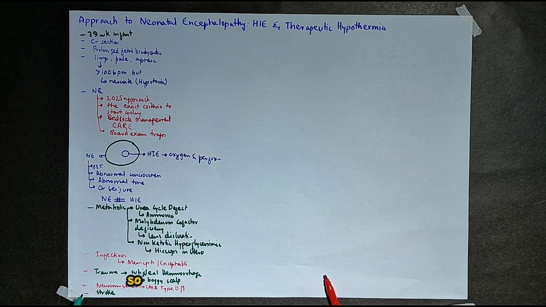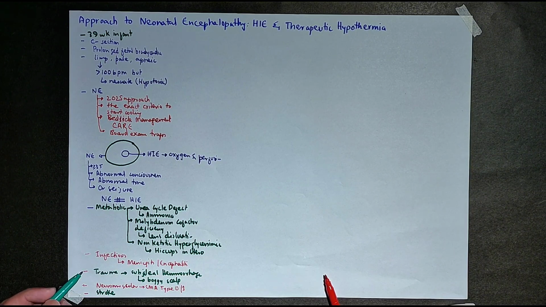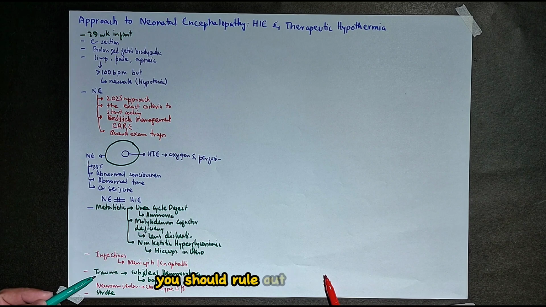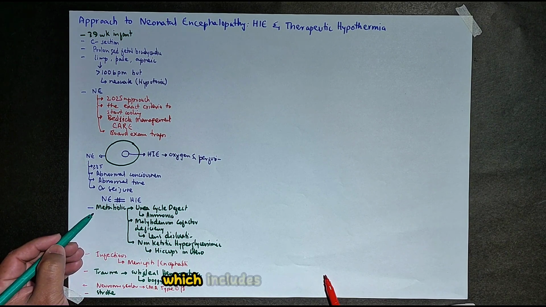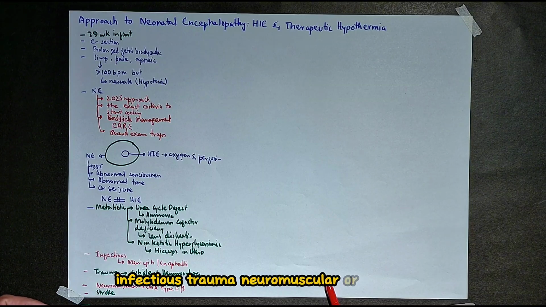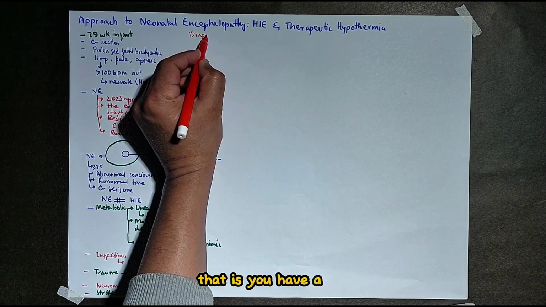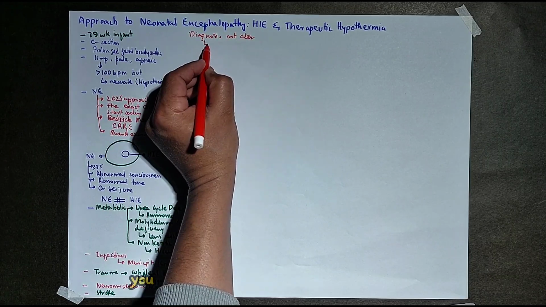So, before labeling any child as having HIE, you should rule out the mimics, which include metabolic, infectious, trauma, neuromuscular, or stroke. But if the diagnosis is unclear, start cooling. If you do not have a definitive diagnosis, you should start cooling.